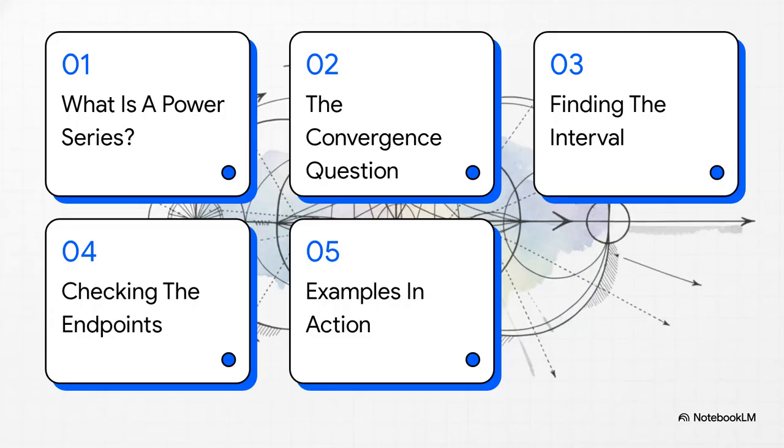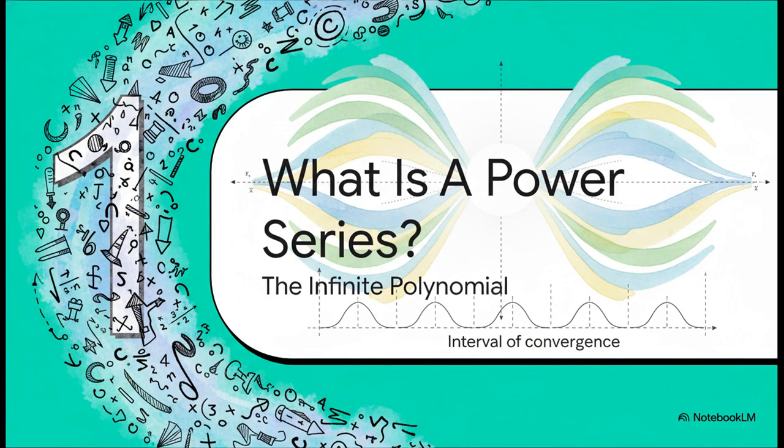So here's our game plan. We'll start with the basics, what a power series even is. Then we'll tackle the big question of convergence. After that, I'll walk you through the step-by-step method for finding the interval where these things are valid, give you a pro tip so you don't make the most common mistakes, and then we'll put it all together with a couple of solid examples. All right, first things first, what in the world is a power series?